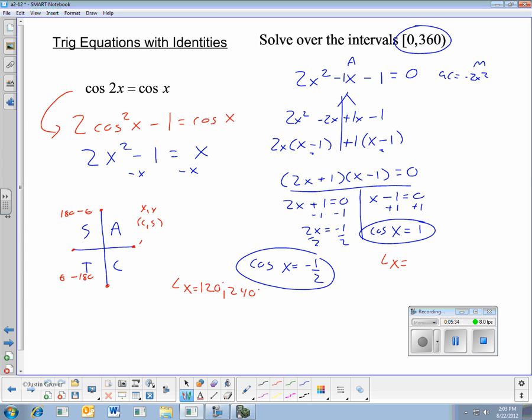At 0, it's 1, 0. At 90, it's 0, 1. But we want the x value of 1, so this is the only place that it works. We're not using 0, but remember 0 and 360 are also the same values. So these are my 3 answers for x.